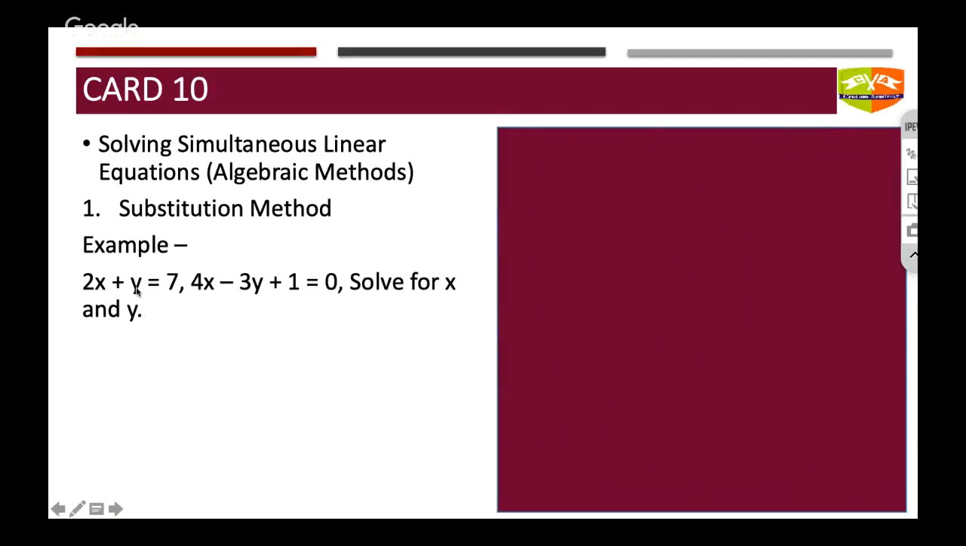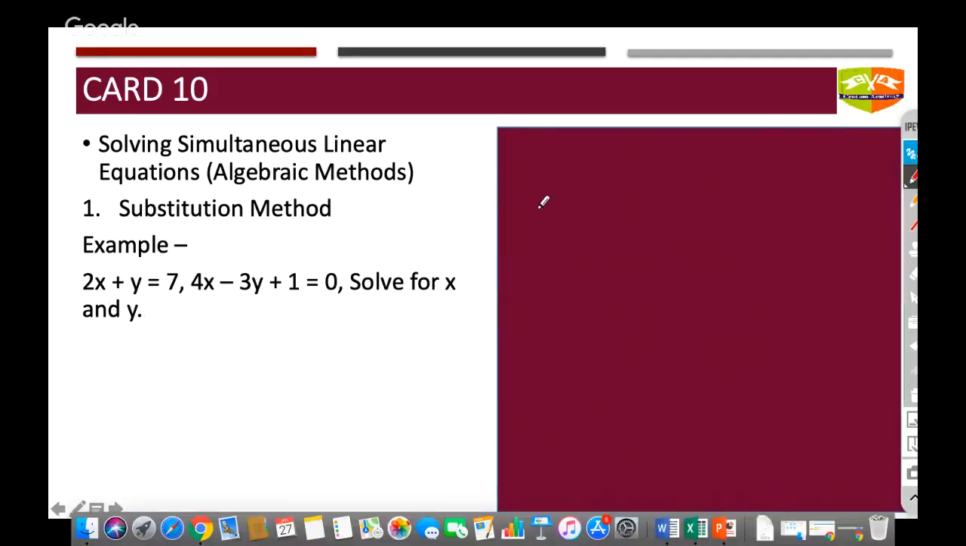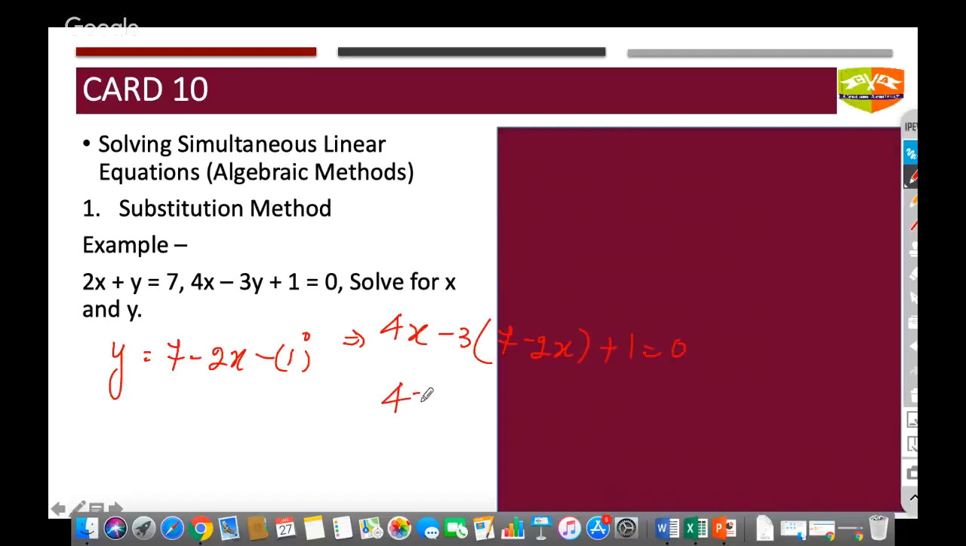So I'm taking this equation, and what I do over here is y is equal to 7 minus 2x from the first equation. I'll put it in the second equation. So 4x minus 3 times (7 minus 2x) plus 1 is equal to 0. So 4x minus 21 plus 6x plus 1 is equal to 0. So 10x minus 20 is equal to 0. 10x comes out to be equal to 20. So x comes out to be equal to 2.